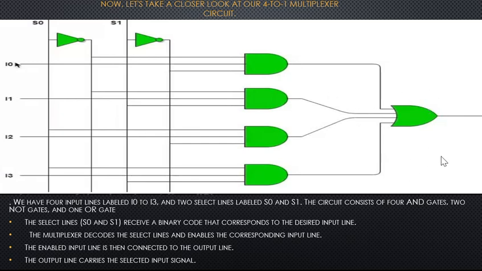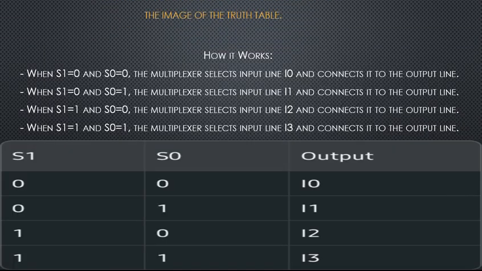The select lines X0 and X1 receive a binary code that corresponds to the desired input line. The multiplexer decodes the select lines and enables the corresponding input line. The enabled input line is then connected to the output line. The output line carries the selected input signal. So simple.